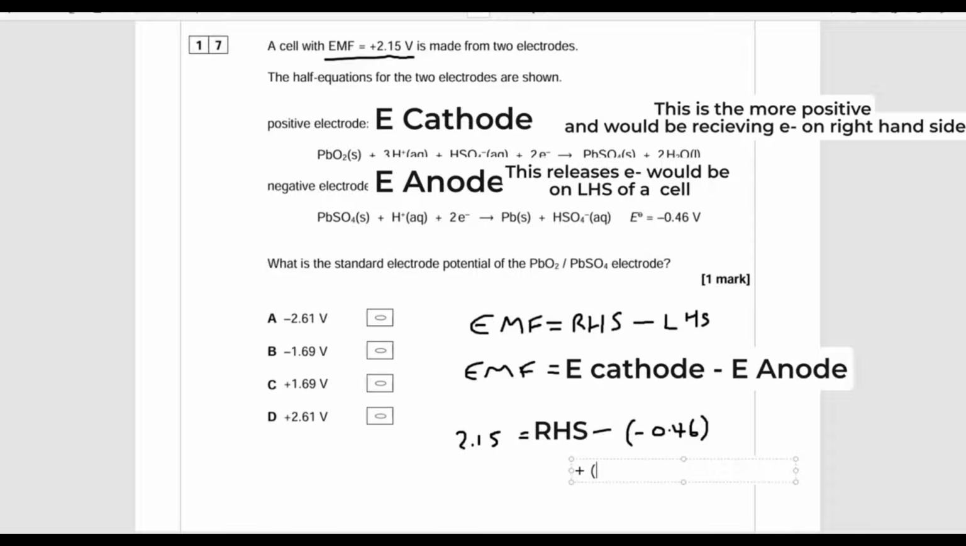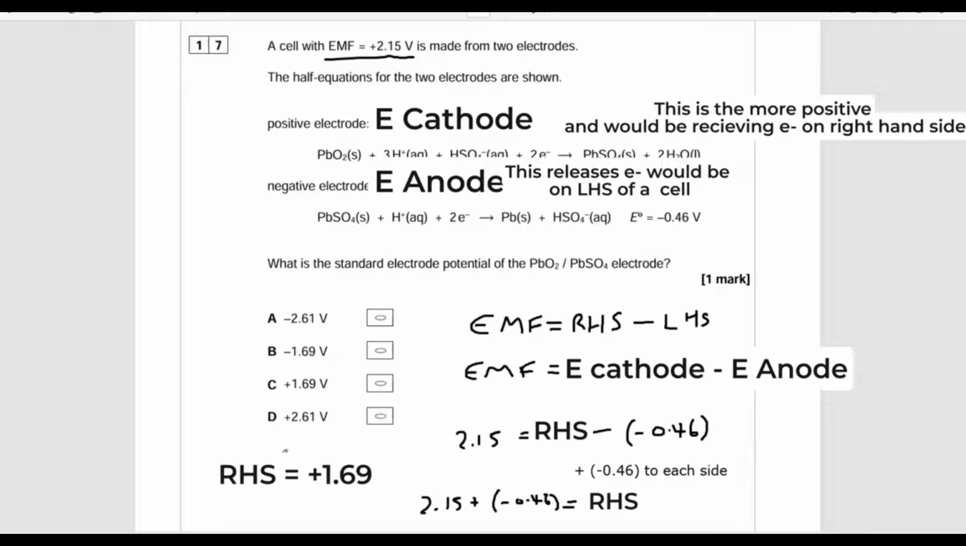And so I'm going to add minus 0.46 to each side, and that is going to get rid of the 0.46. Now you might say, why am I adding a minus 0.46 to each side? Well, I'm trying to get rid of the minus 0.46, and two minuses make a plus. So by adding minus 0.46, I'm going to make 0 on the right hand side of this equation, and I have to do it to both sides. So I'm going to add minus 0.46 to the 2.15, and that is going to give me 1.69.